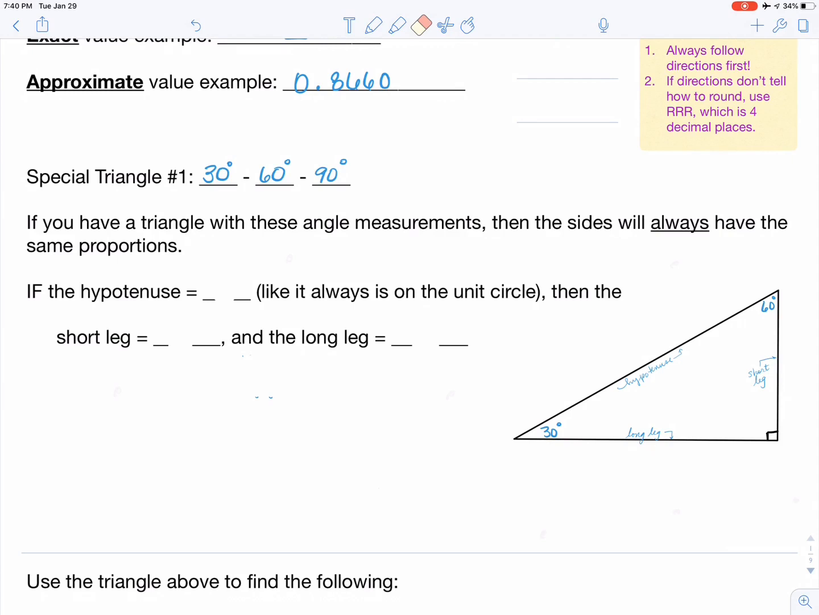Now, the most common set of proportions that we're going to be working with is when the hypotenuse is equal to 1. The hypotenuse is always going to be equal to 1 on the unit circle. Remember that the whole reason the unit circle is called the unit circle is because the radius is equal to 1 unit. So when the hypotenuse is equal to 1, like it's going to be on the unit circle, then the short leg is always going to equal 1/2, and the long leg is always going to equal √3/2.